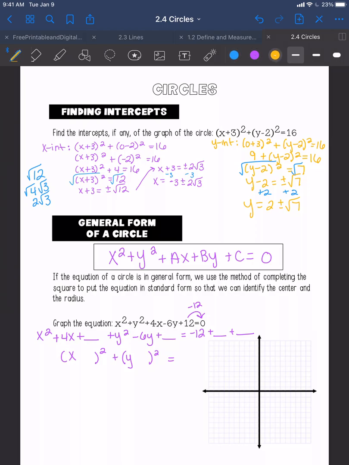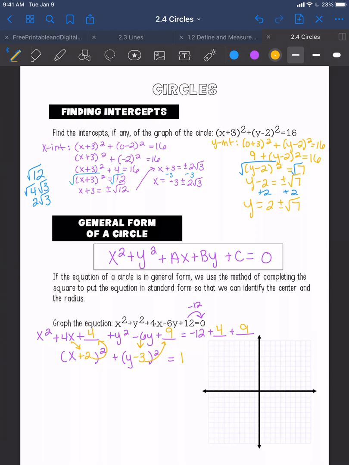Okay, so what we do here to complete the square, we take half of the x term, so half of positive 4 is positive 2. And then to get our perfect trinomial, we take that number and square it. So 2 squared is 4. I added 4 on the left, so I need to add 4 on the right. Half of negative 6 is negative 3. Negative 3 squared is positive 9. I need to add that to the right-hand side.